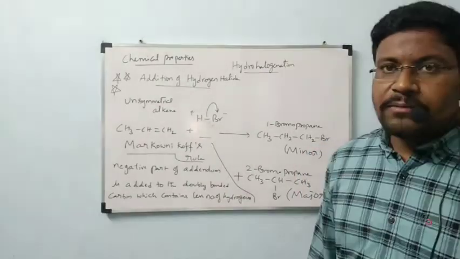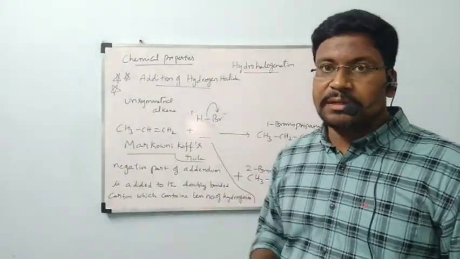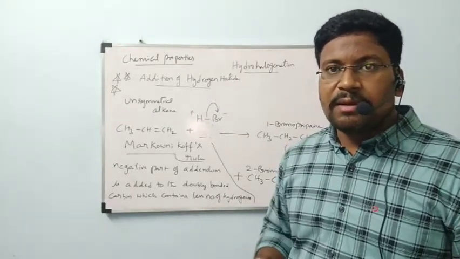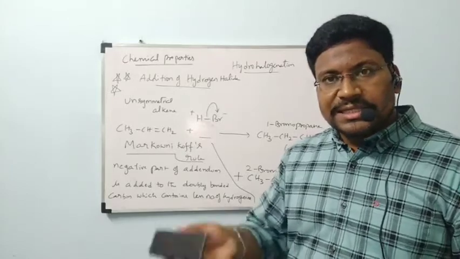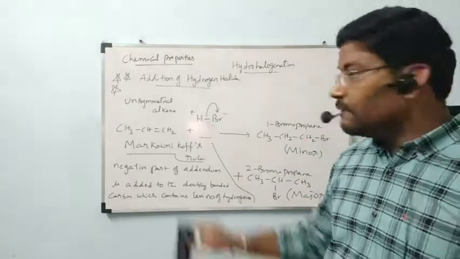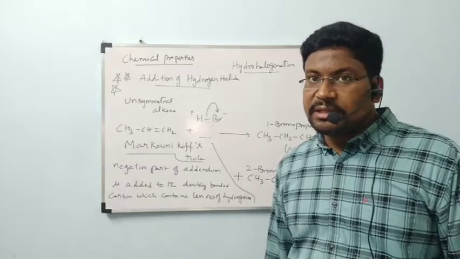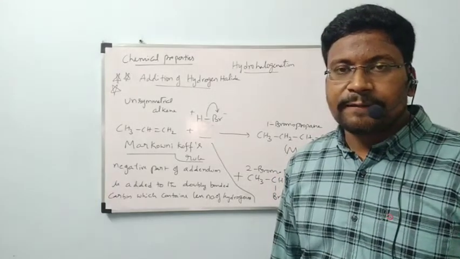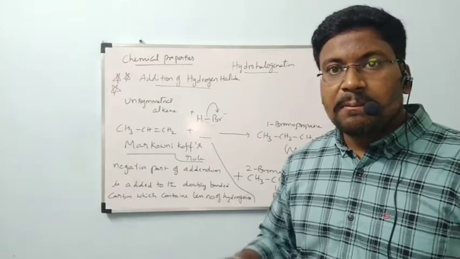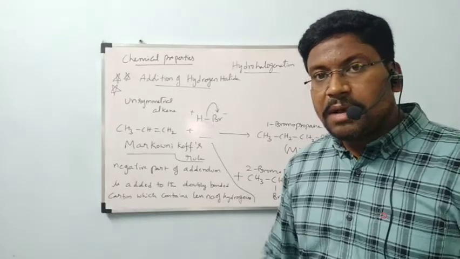Before that, one more time: this problem we won't get in a symmetrical alkene. When a symmetrical alkene reacts with HBr, any product formation is similar because it is symmetrical, so we will get only one product. There is no chance of two products. Only when it is an unsymmetrical alkene will the problem come. When an unsymmetrical alkene reacts with HBr, we will get two products. In that, the major product is decided depending on Markovnikov's rule.